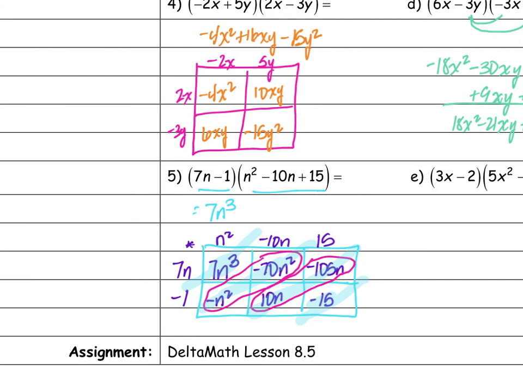Oops. So negative 70n squared minus 1n squared would be negative 71n squared. Negative 105n plus 10n gives me negative 95n. And then minus 15. And there's my answer. Okay? A little bit more involved for this one. It takes a little bit more time.